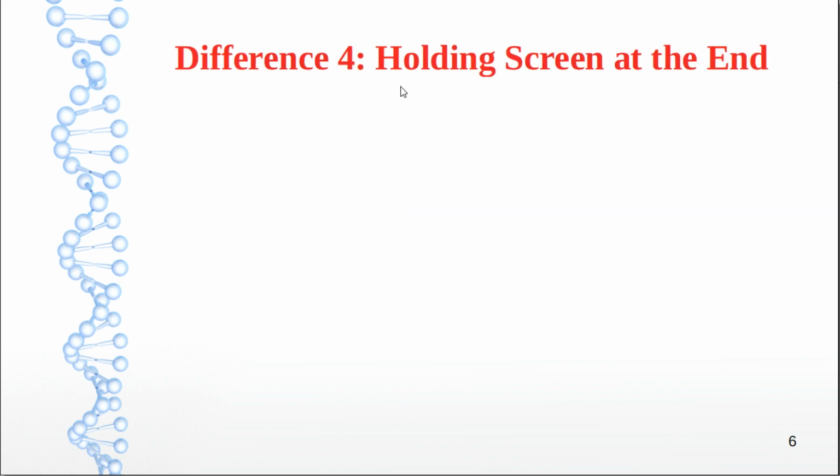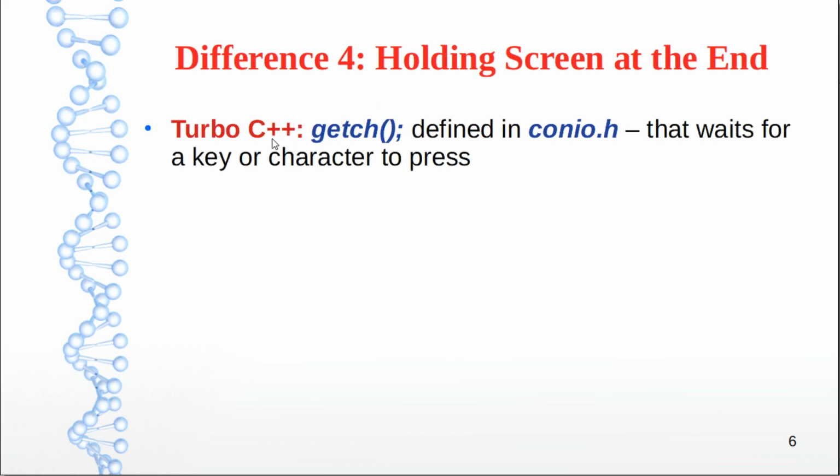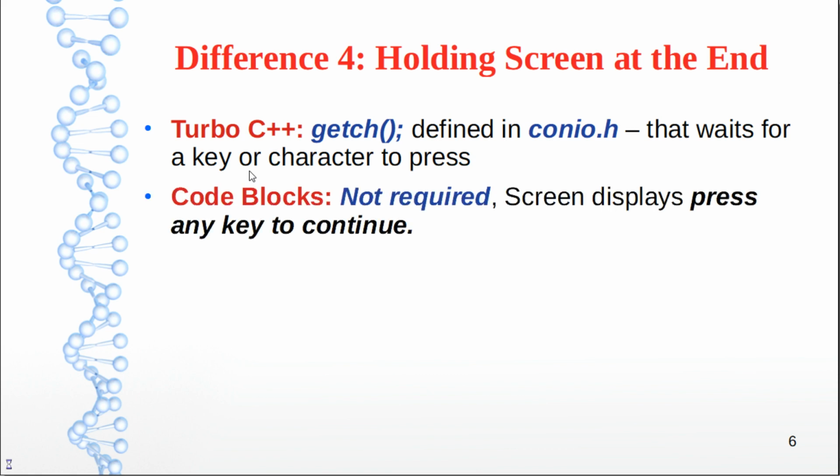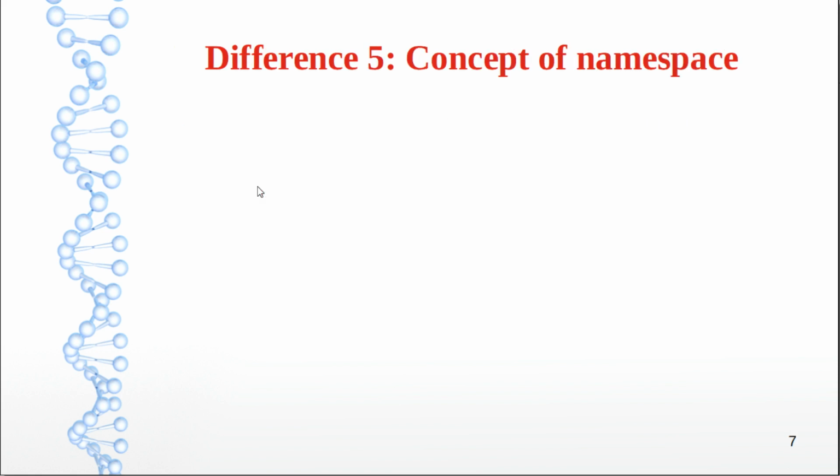Difference 4, holding the screen at the end. In TurboC++, we use getch, which is defined in conio.h, to hold the screen till a key or character is pressed. Whereas we do not require getch in Code::Blocks, since a message "press any key to continue" appears automatically.